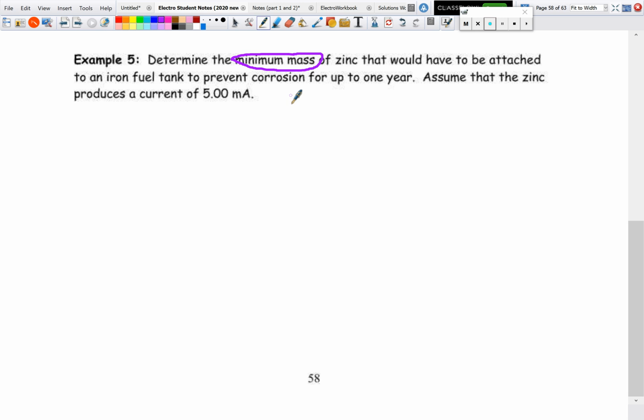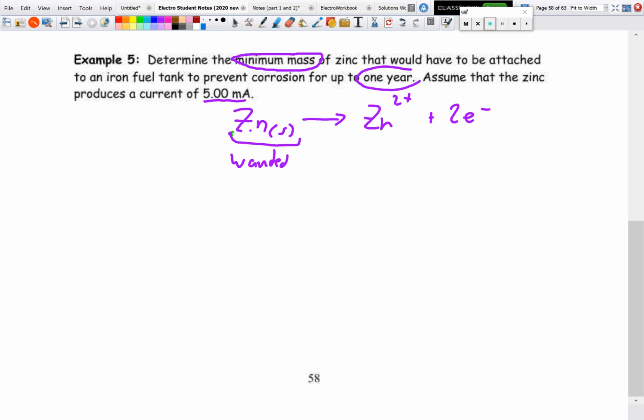But with this saying it's protecting iron, technically the reaction, we have zinc solid, because it's asking what mass of zinc. It's going to produce zinc 2 plus and 2 electrons. Or sorry, this is our wanted, because it's asking to determine the minimum mass of zinc. And what we have is current, and we know everything is going to be up to 1 year. So we have current and time, so this is our given.